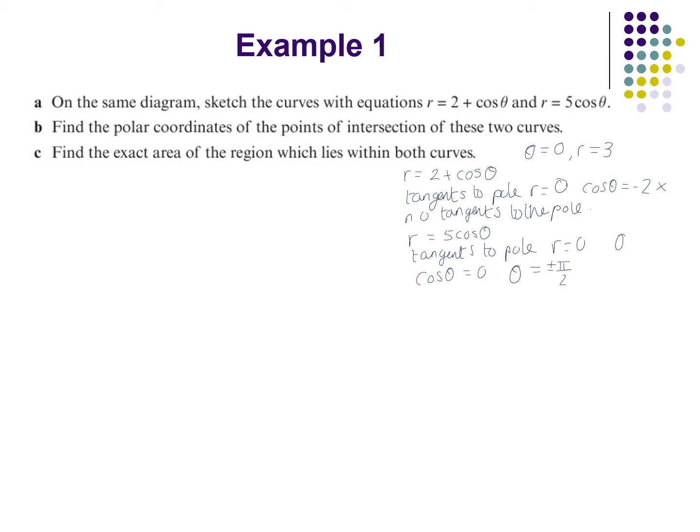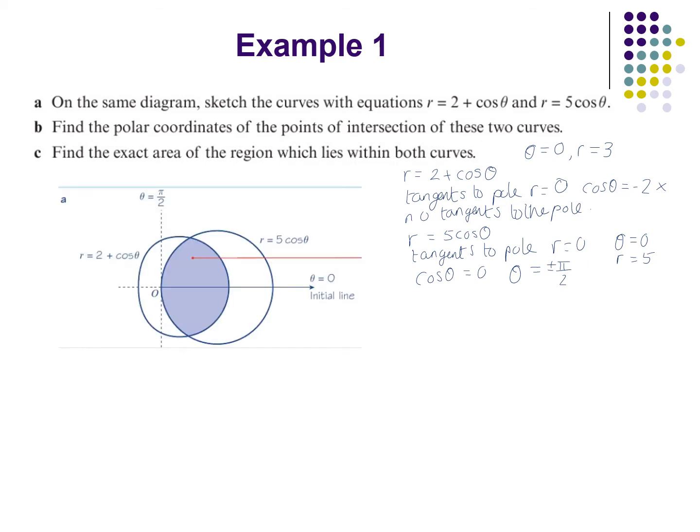Other thing, let's just have a think. If theta is 0, what do we get for r? We get r is 5. So I think that should give you quite a good clue as to what those look like. Okay, so have a quick sketch of those. I'll show you what your sketch should look like.